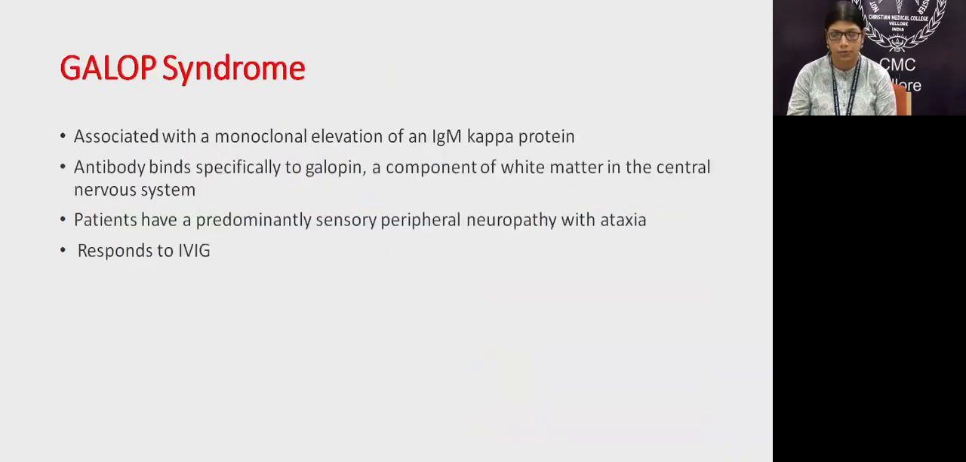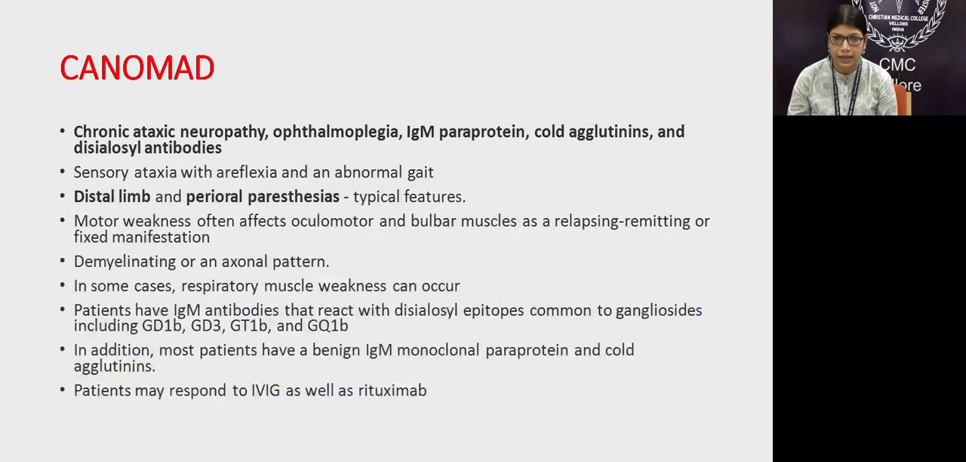limbs and lower limbs. GALOP syndrome is a rare syndrome which responds to IVIG and has antibodies specifically to gangliosides. CANOMAD is a chronic ataxic neuropathy, ophthalmoplegia, IgM paraprotein, cold agglutinins, and disialosyl antibodies. They have characteristic perioral paresthesias in addition to distal limb paresthesias. They can have both demyelinating and axonal patterns.